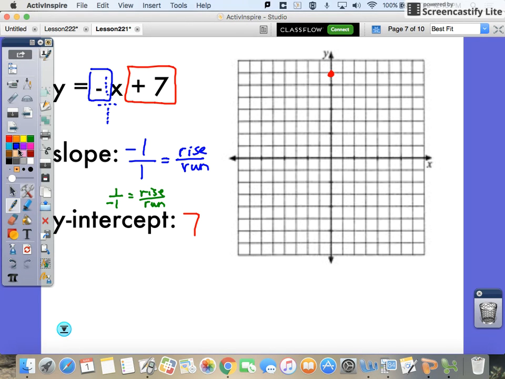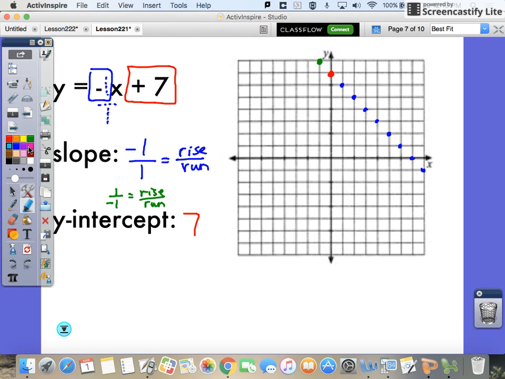So let's start with the blue style. So drop 1 from here and move forward 1. Drop 1 forward 1, drop 1 forward 1, drop 1 forward. Or if you need to, you could go backwards. So rise 1 and then go backwards 1. Rise 1, backwards 1.